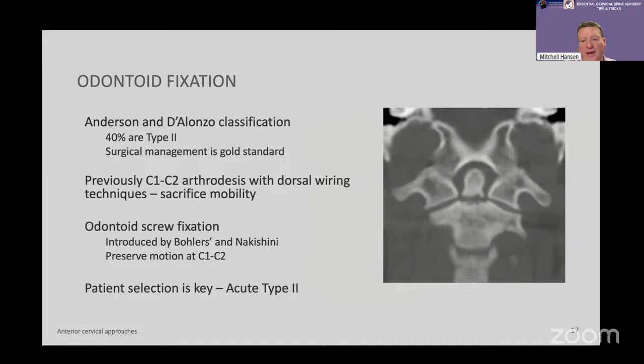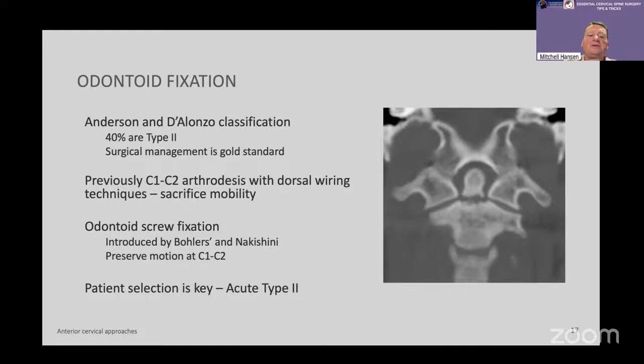Working further down the spine, for fixation of odontoid fractures, 40% of these are type 2, and surgical management can be the gold standard for these. Previously, Harms type fusion posteriorly at C1-2 with dorsal wiring or screws does sacrifice the mobility a lot with regards to rotation at these joints.